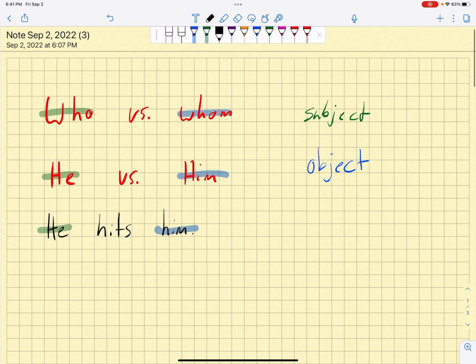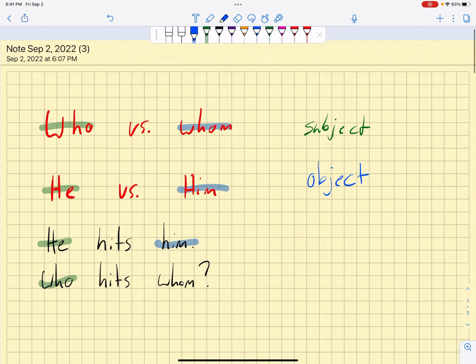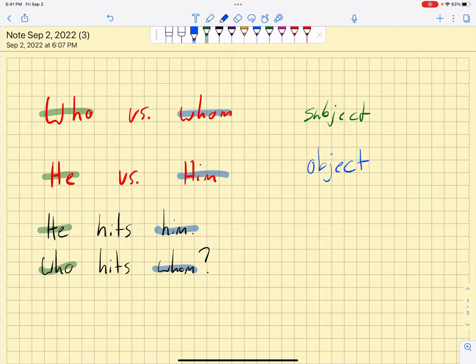Going back to our example sentence, if we were to replace he and him with who and whom, who hits whom? Making it a question, right? So again, who is the subject and whom is the object. He hits him, who hits whom. It's very simple, just a little bit of memorization there, but it can really go a long way in correcting a lot of grammar, especially in the business setting.